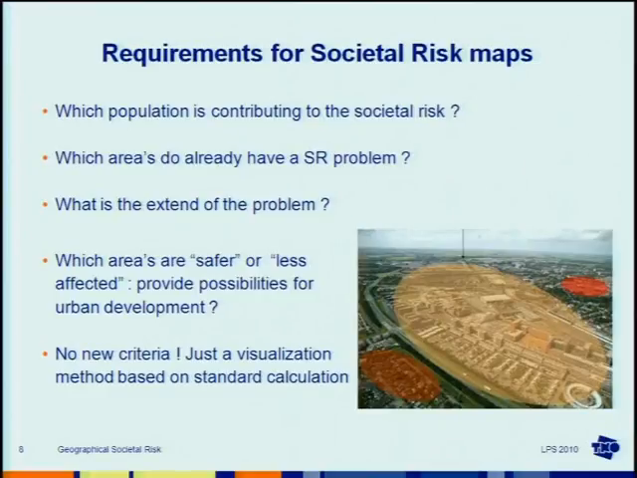You want to know which population is contributing to the risk. That was a question that was often raised. Are there areas that already have a societal risk problem? What is the extent of the problem? Is it a large area? Is it a small area? And which areas are safer or less affected and provide possibilities for urban development? But most of all, nobody wanted yet another criteria. The rules are strict enough as they are. It's just a visualization method.